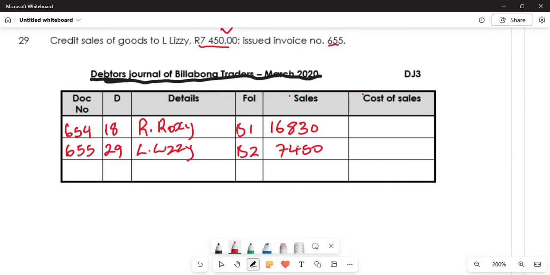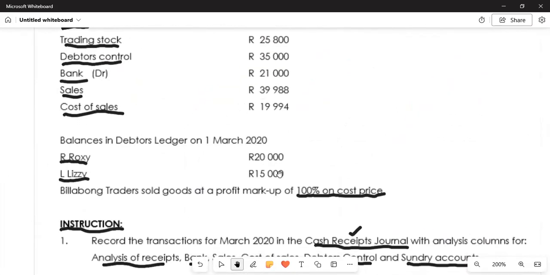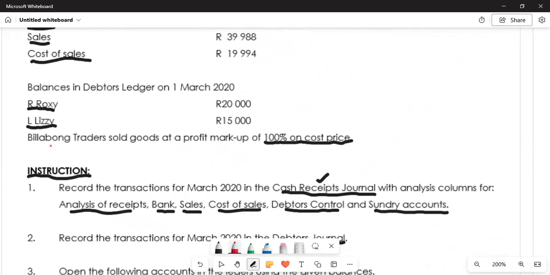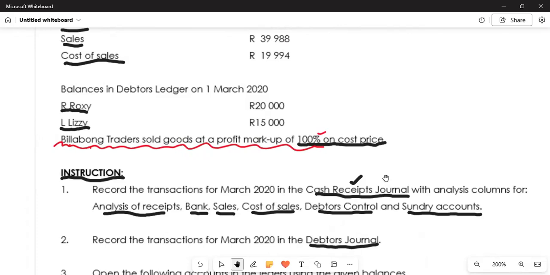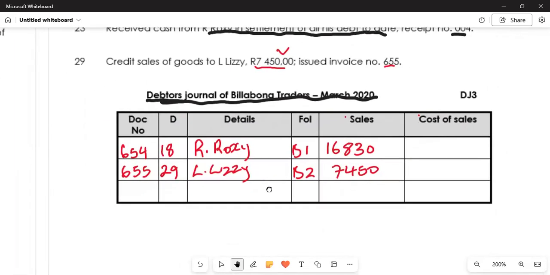Now we want to know the cost of sales. Now we are to calculate the cost of sales. Remember, we were told that Billboard Traders sold goods at a profit markup of 100%. This information is very important for us to calculate the cost of sales.